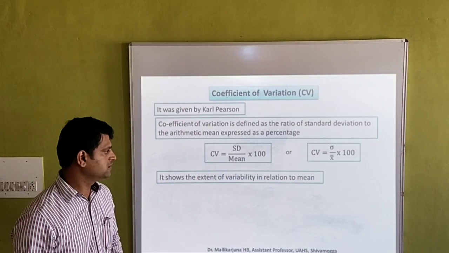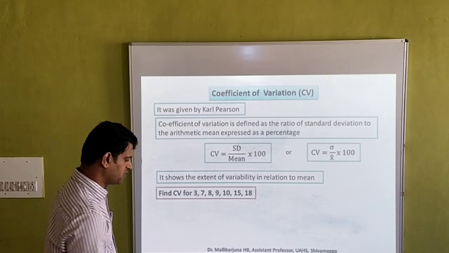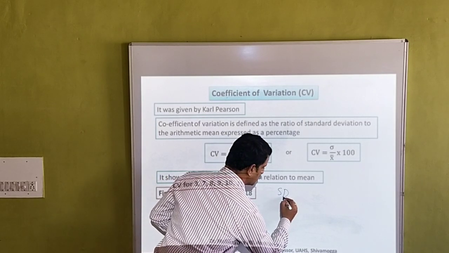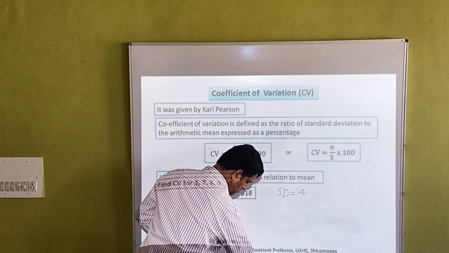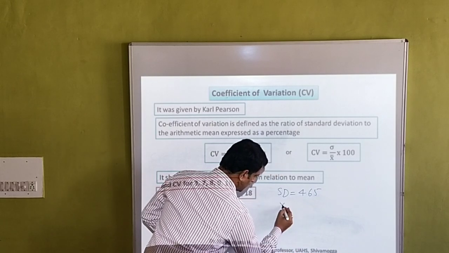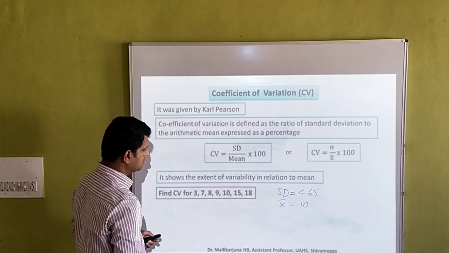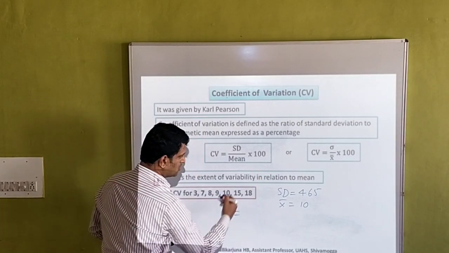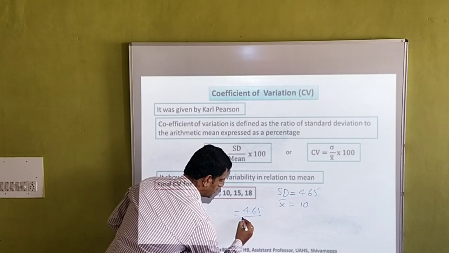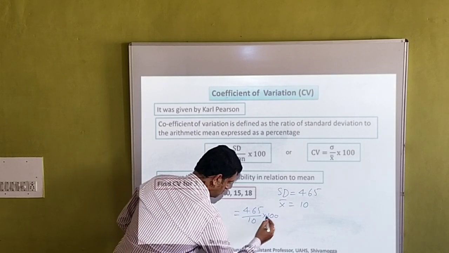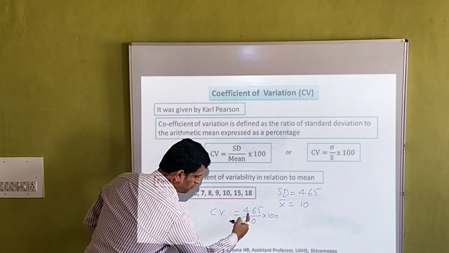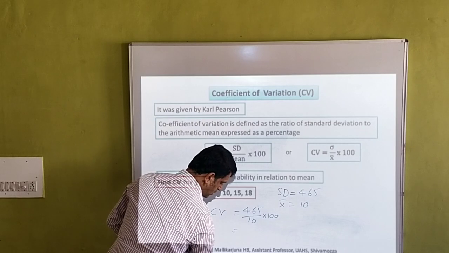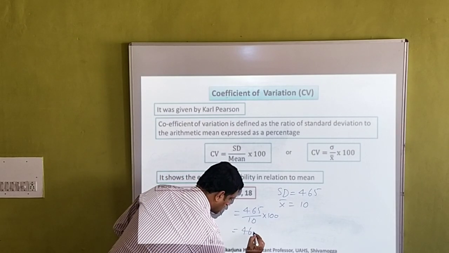The property of CV. Find CV for the same set of observations. In the previous slide itself, we already calculated SD. SD is equal to 4.65 and x bar is equal to 10. So for the same set of observations, using the formula, 4.65 divided by 10 into 100. CV is equal to 4.65, here this becomes 465 divided by 10, which is 46.5%.